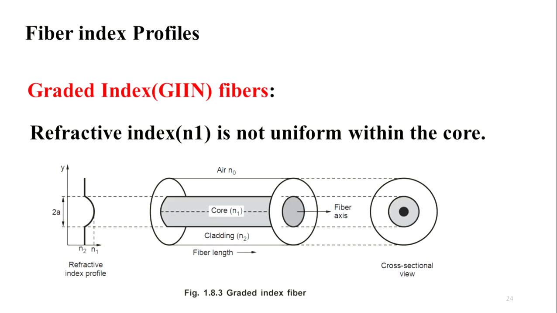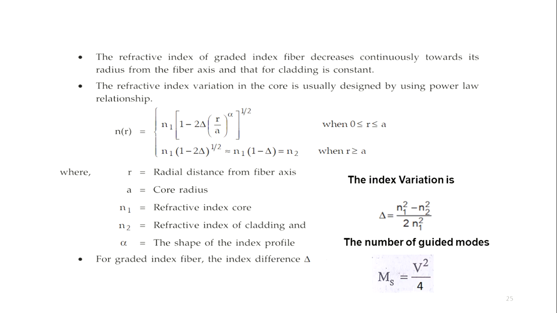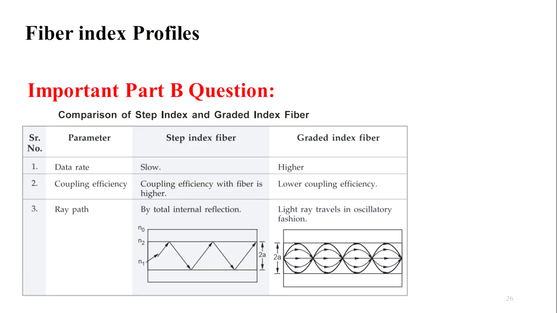Coming to the graded index fiber, here the refractive index is not uniform within the core. It follows a graded index profile. Here the delta variation is (N1 square minus N2 square) divided by 2 N1 square, and the number of modes guided is given by M_s equal to V square by 4.